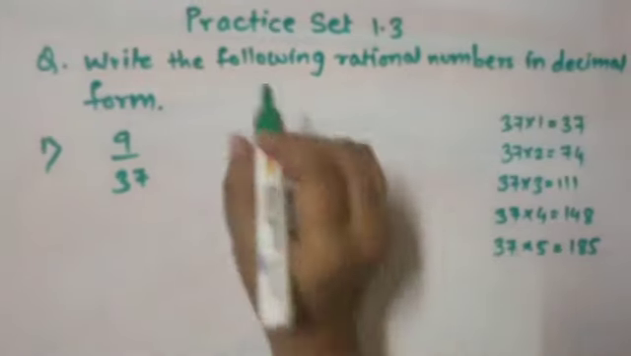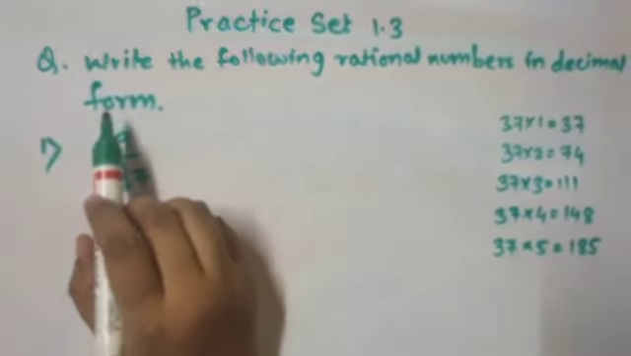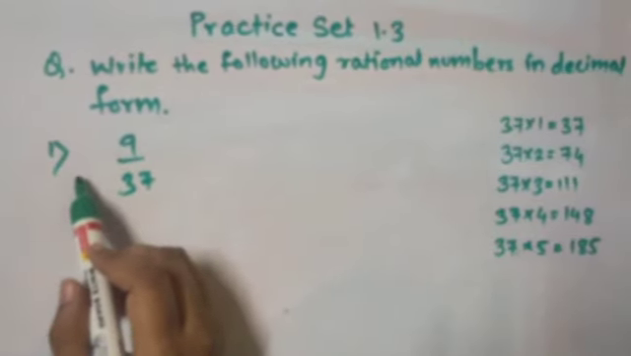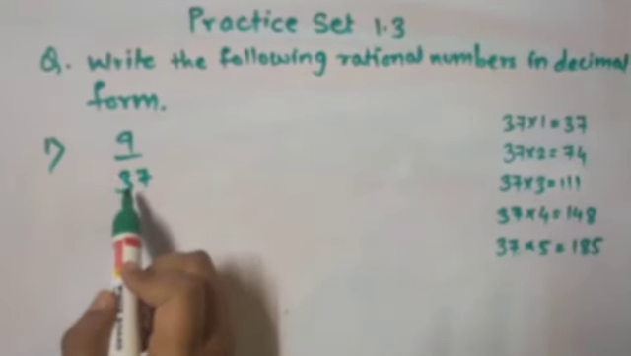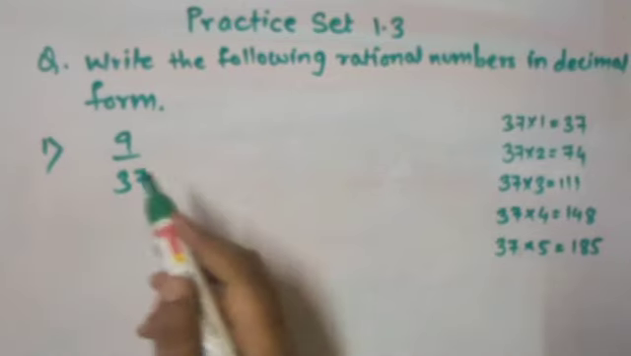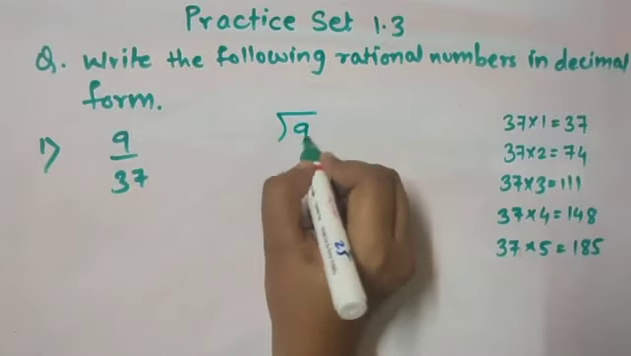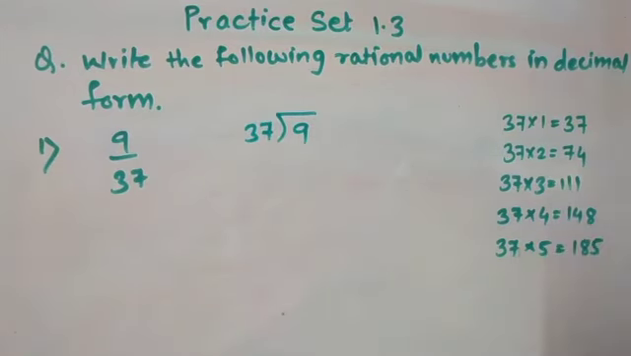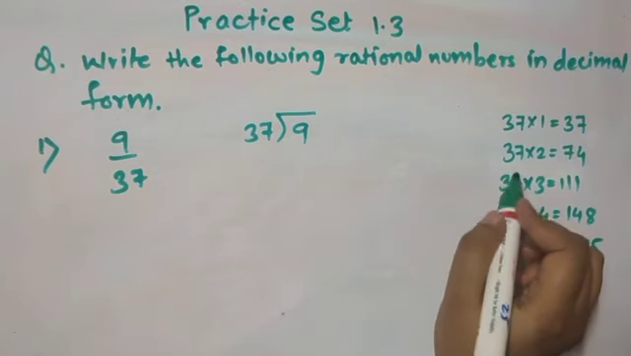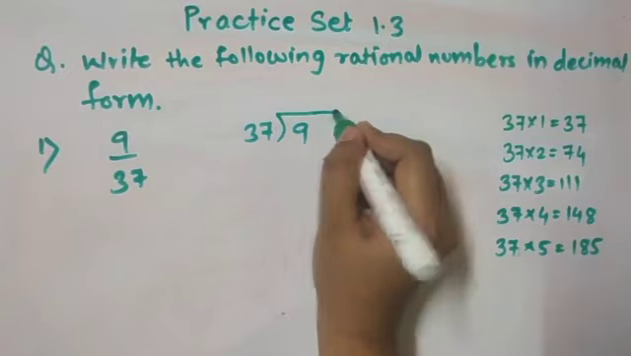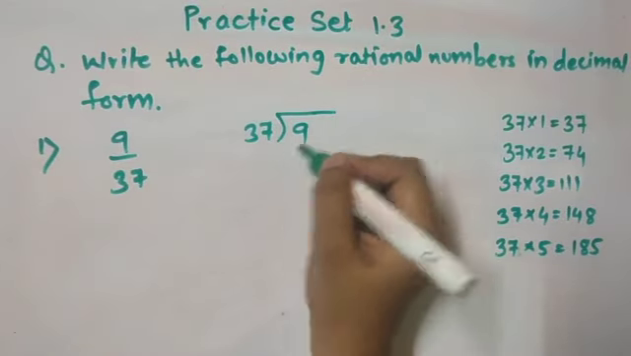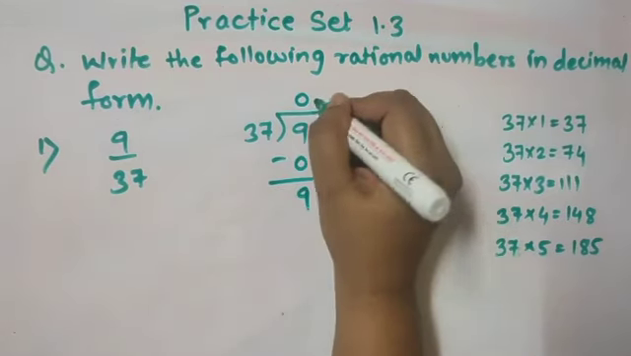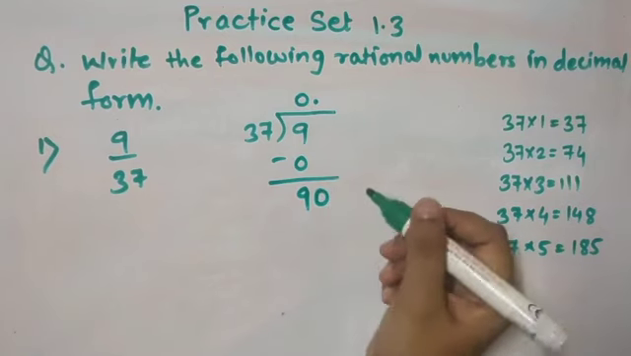Okay, now let's see practice set 1.3. Our question is: write the following rational numbers in decimal form. The first example is 9 upon 37. So we have to divide 9 by 37. I have written the 37 table here. Now let's divide. 37 0 times 9. We will take the point here, 0 here.